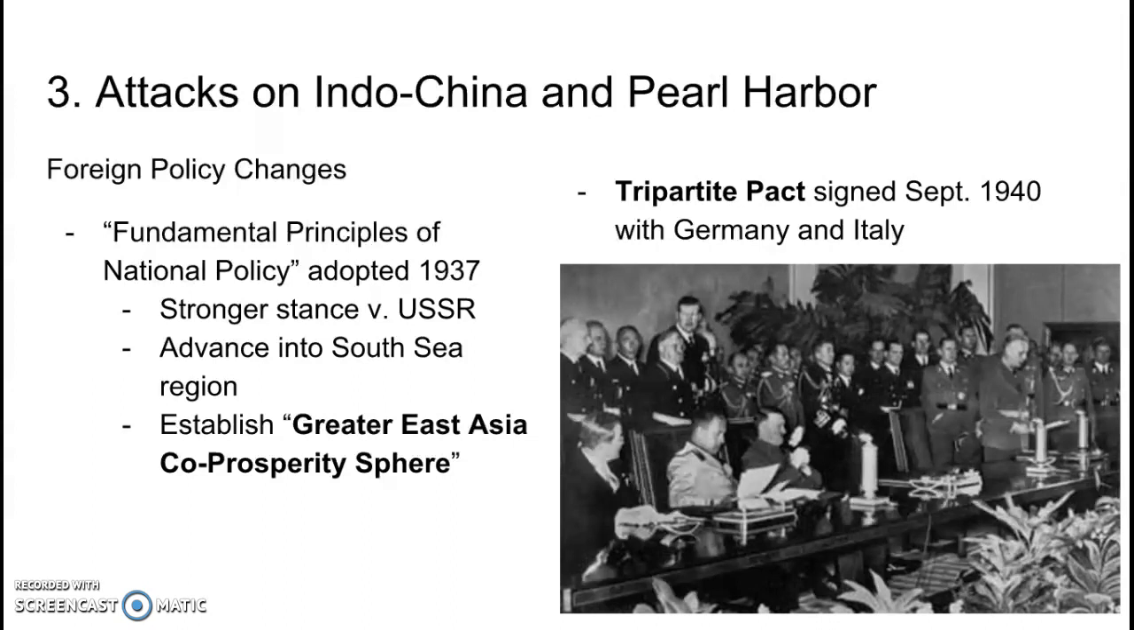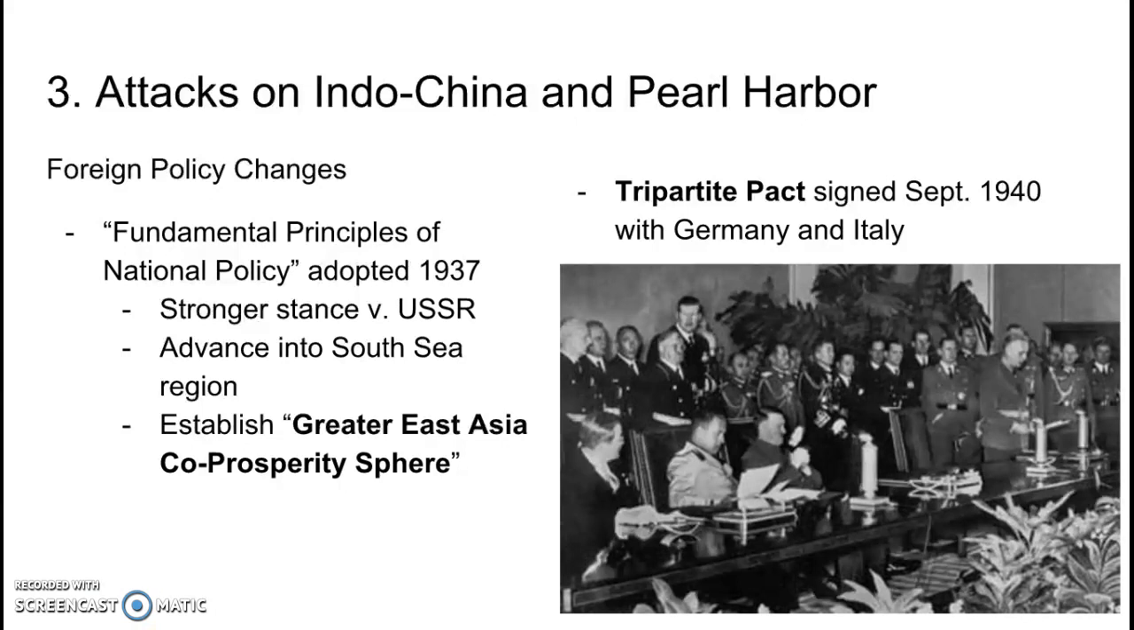With this Greater East Asia Co-Prosperity Sphere and this fundamental national policy, there's an emphasis placed on building up armed forces. There's an emphasis placed on trying to conclude the war with China, and there's an emphasis on eventually moving into areas where Japan can have access to those raw materials.